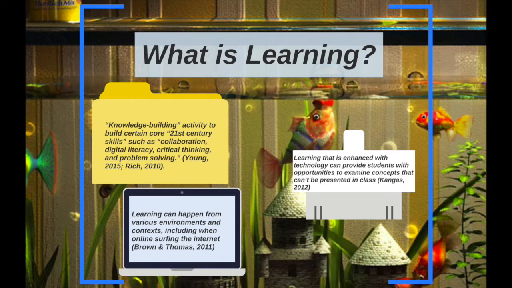Learning can happen from various environments and contexts, including when surfing the internet online. Educational technology makes more varied types of learning more accessible to a larger proportion of the population.